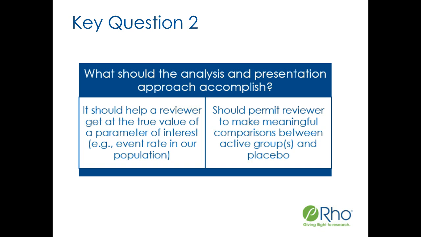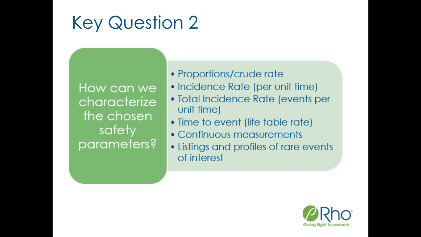So how do we do this? How can we make sure that we're characterizing the parameters appropriately for the agency? There are a lot of different choices here, and the methods listed to the right are common in epidemiologic analyses, and they're also very common throughout an ISS. But what you choose is dependent on the parameter of interest.